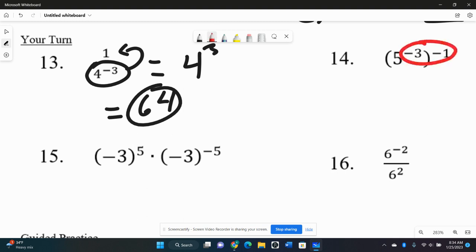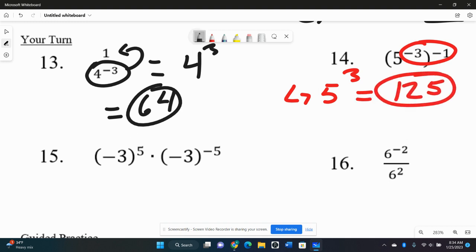Number 14, I would multiply these exponents. Negative times negative gives me a positive. So do I have to flip this one here? No, it just stays on top. So 5 to the 3rd just gives me 125.